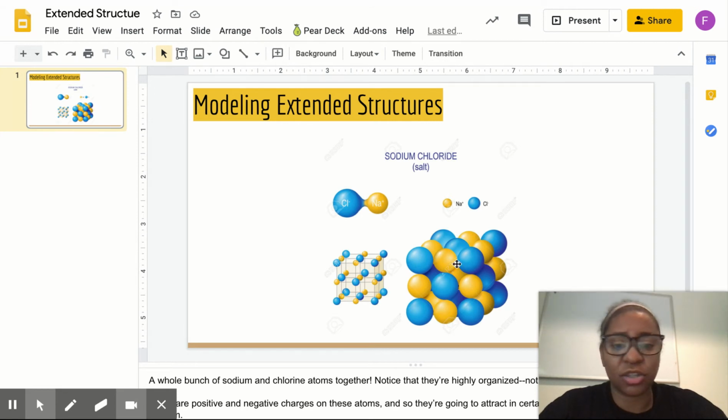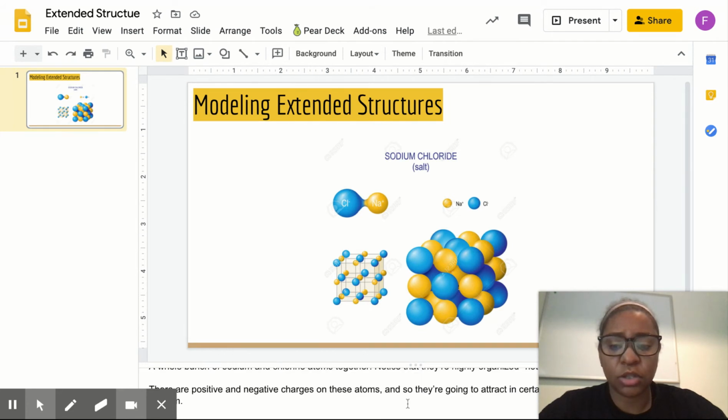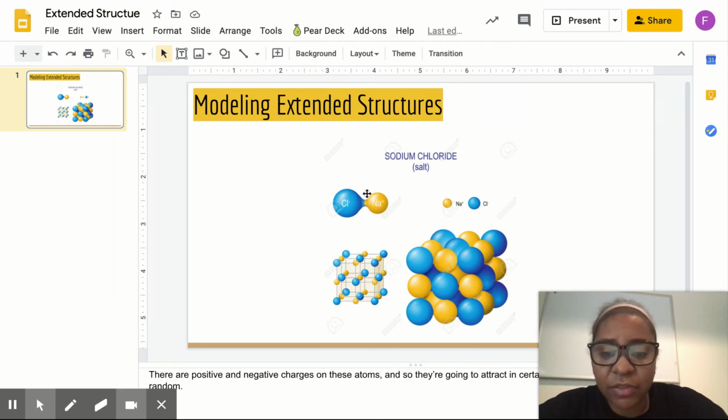They're not just a giant blob, they're actually organized very, very highly. So there are positive and negative charges on these atoms. Remember that. There's a positive charge on this sodium atom and a negative charge on this chlorine atom. So they're going to attract in certain ways. The yellows, the sodiums, are only going to attract other blues. Even if you look at this blob here, you'll see there are no yellows stuck together.